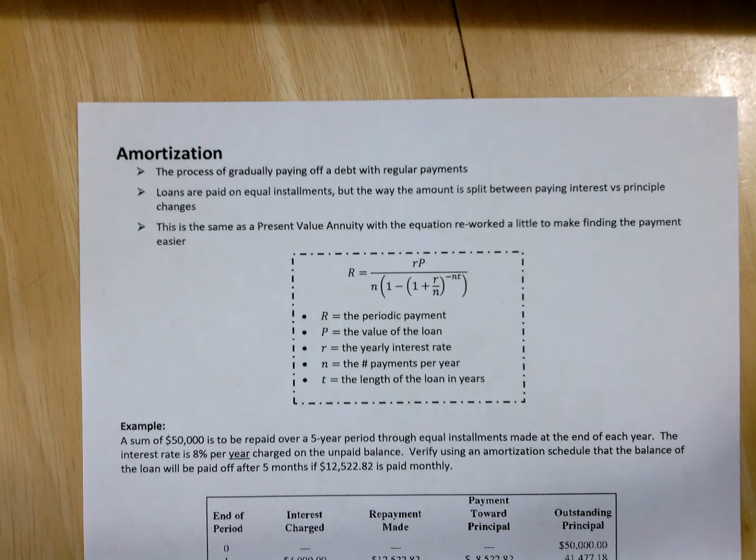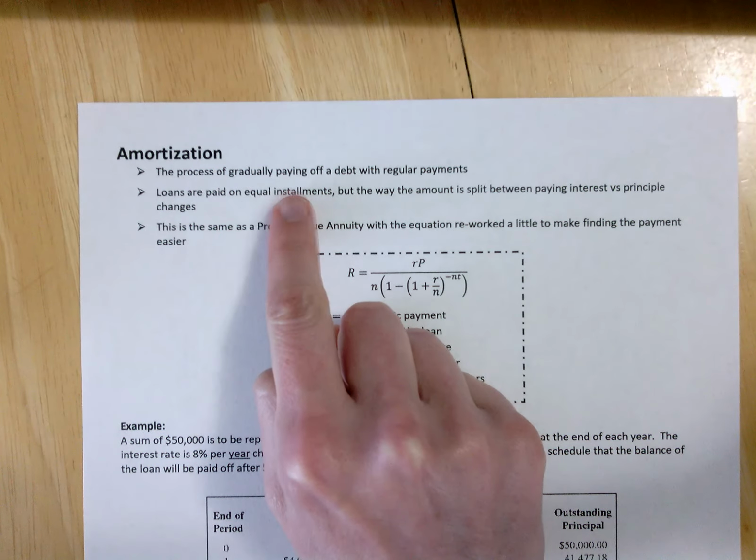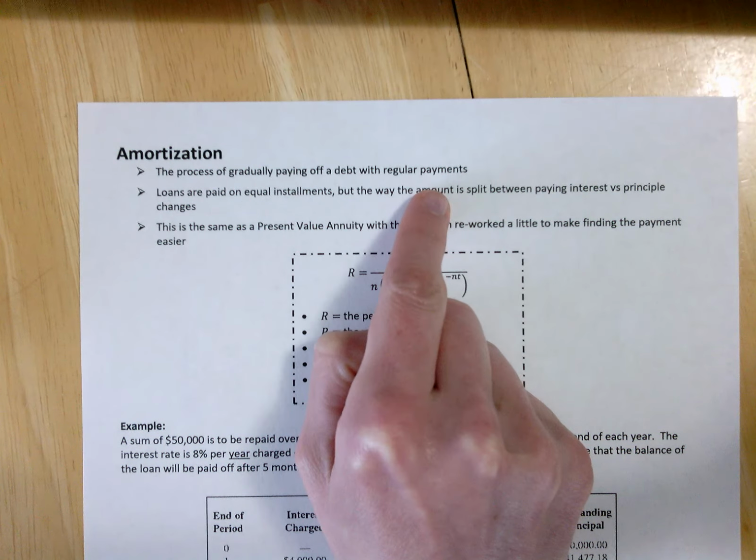All right, so today we're going to talk about the amortization of a loan. This is something that really applies mainly to mortgages. This is probably the number one place you're going to see this. It also works with things like car loans. So basically, amortization is the process of gradually paying off a debt with regular payments.